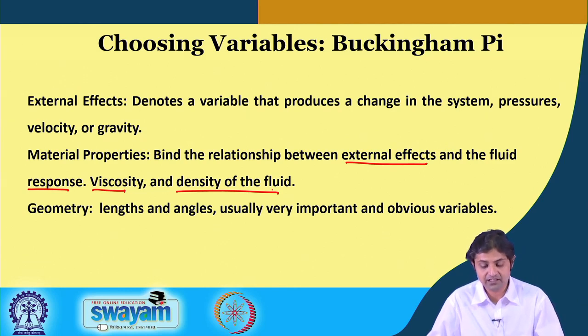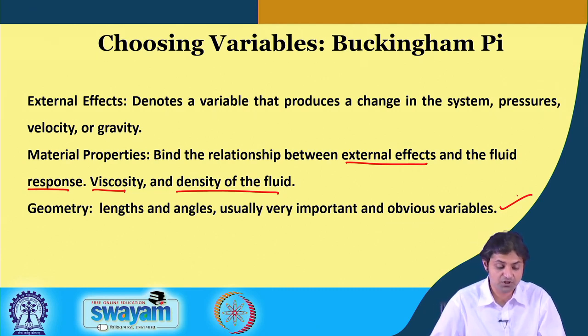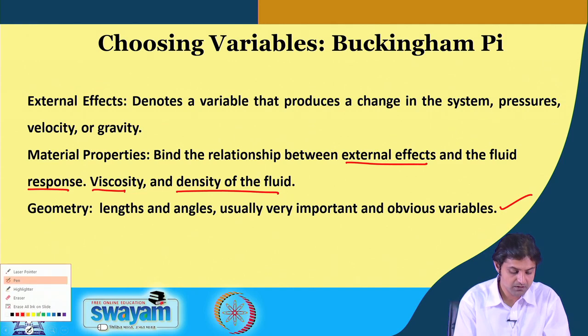Geometry is the lengths and angles, usually very important and obvious variables. These are the most common ones. You cannot neglect that. For example, the diameter of the pipe in our case.